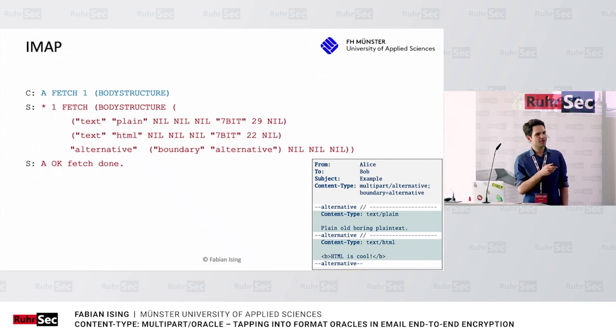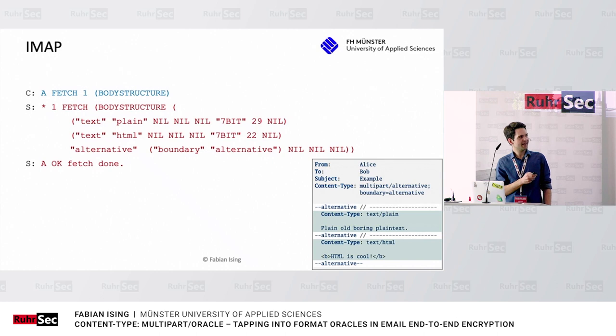This is again read from the bottom up. So this is an alternative message, so a multipart alternative message that is left out from the body structure. And it has the boundary alternative. So if you look in the bottom right, you can see the string alternative with two dashes before that. That is basically the boundary between different parts. Then we have two parts. It's text HTML and text plain. One has a length 22, the other 29. And the other parameters are really not that important.